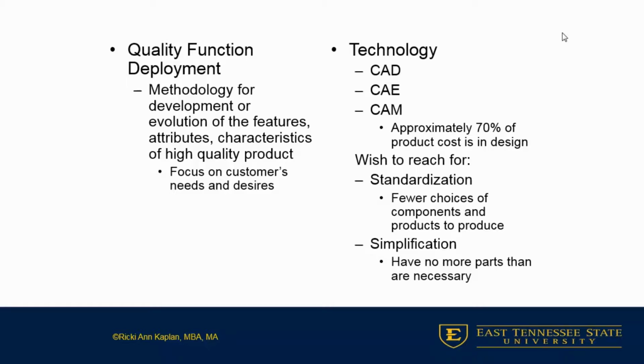What's the technology that's involved with this? Computer-aided design, computer-aided engineering, computer-aided manufacturing. Believe it or not, approximately 70% of a product's cost is in the design of the product. Before we even get to engineering and manufacturing that product, it's the design of it. We want standardization, fewer choices of components and products to produce. The fewer we can produce, the better, and we want simplification, having no more parts than are necessary.